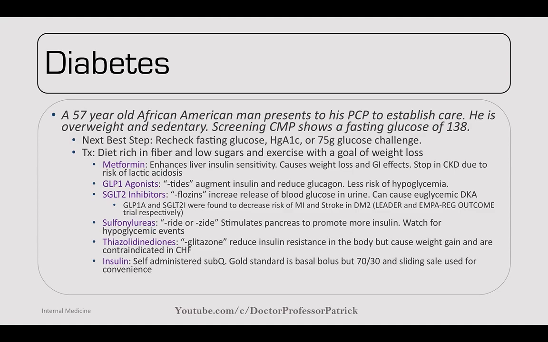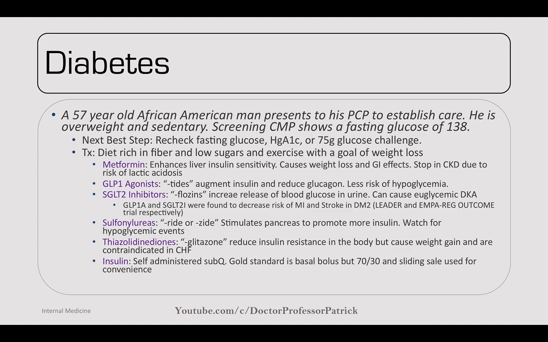Next up are GLP-1 agonists. They all end in tides, and they augment insulin and reduce glucagon. There's less risk of hypoglycemia with these agents, and new studies are showing a cardiovascular benefit. Next up, they have the SGLT2 inhibitors. They end in flozins, and these increase the release of blood glucose in the urine. They block the urine reuptake inhibitor, and they can cause euglycemic DKA, which is a complication. And then both of these, like I said, were found to decrease the risk of MI and stroke in the LEADER and the outcome trials.